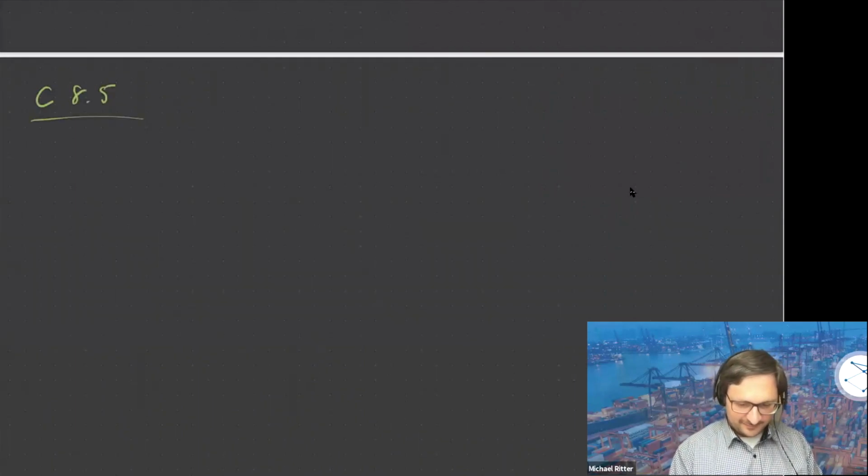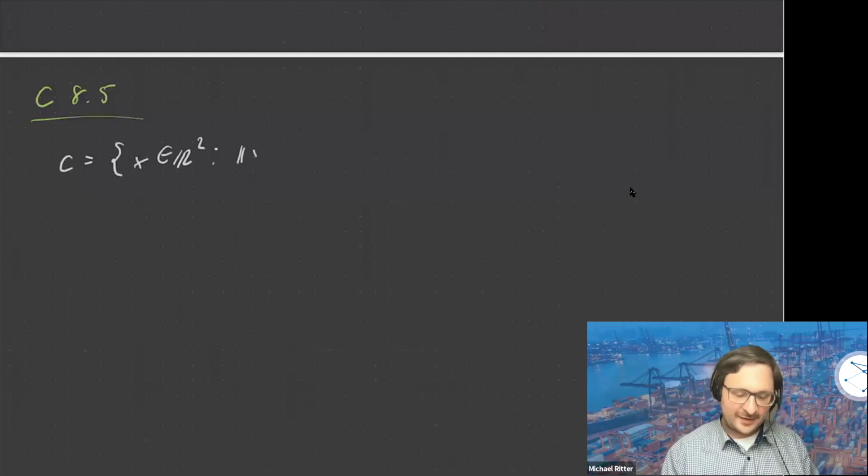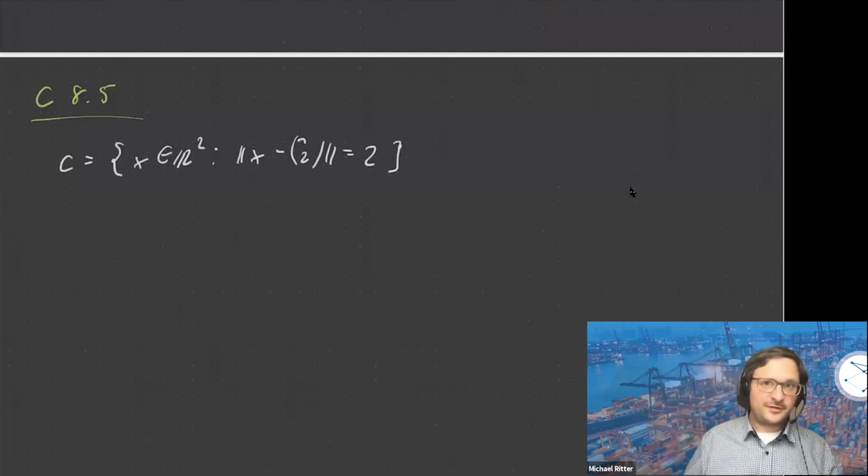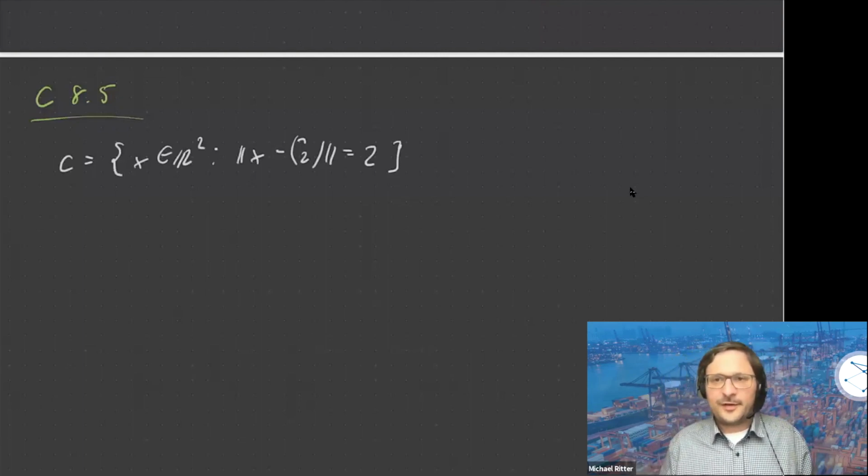CF5. So in CF5, we have a set C. That set C is defined as all x in R2 with the norm of x minus the point (1, 2) exactly equal to 2. And it even says what that point is supposed to be. That's a circle around the point (1, 2) with radius 2.